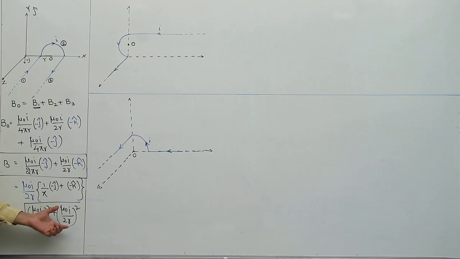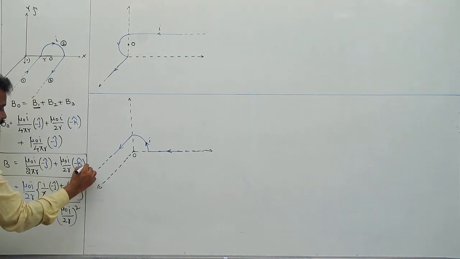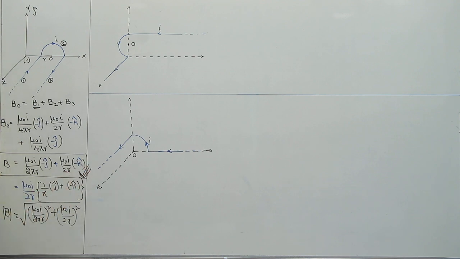By simplifying this equation, you will get the resultant magnetic field at this point. Generally, the options will be given in terms of vectors only, but if they want the magnitude, you can go till this step, or you can simplify this equation.